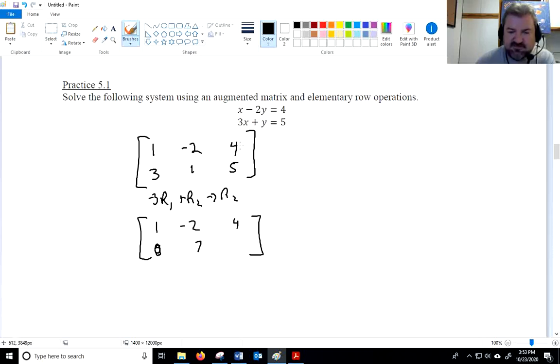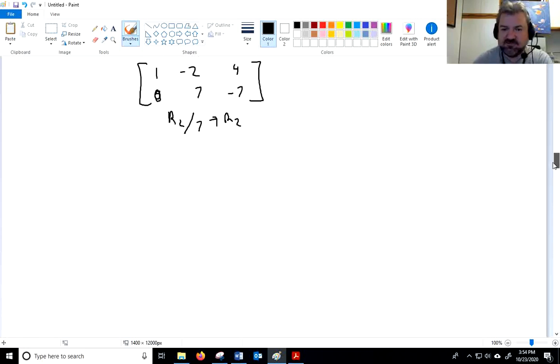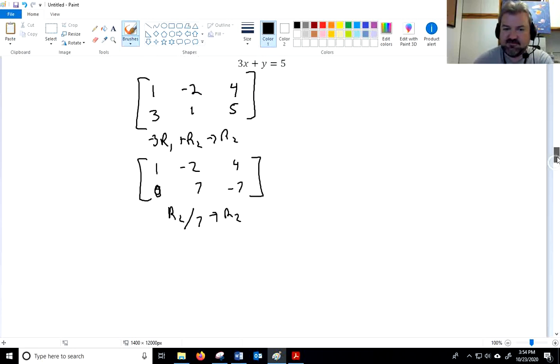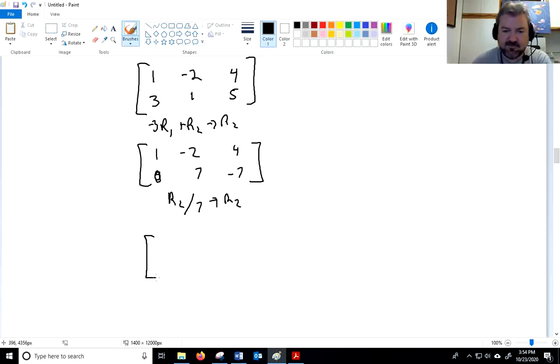That is negative 12 plus 5, which is a negative 7. And now, at this point, I'm going to divide both sides. I'm talking about algebra. I'm going to divide row 2 by 7 and store it back into row 2. So what does that do for me? That's going to get me that 1 in that bottom corner here. I got 1, negative 2, 4, 0, 1, negative 1.